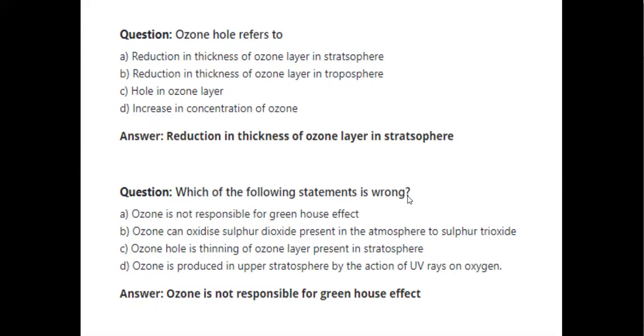Then which of the following statements is wrong? Ozone is not responsible for greenhouse effect. Ozone can oxidize sulfur dioxide present in atmosphere to sulfur trioxide. Ozone hole is thinning of ozone layer present in stratosphere. Ozone is produced in upper stratosphere by the action of UV rays on oxygen. That is a right statement. Ozone hole is thinning of ozone layer present in stratosphere is also a right statement.